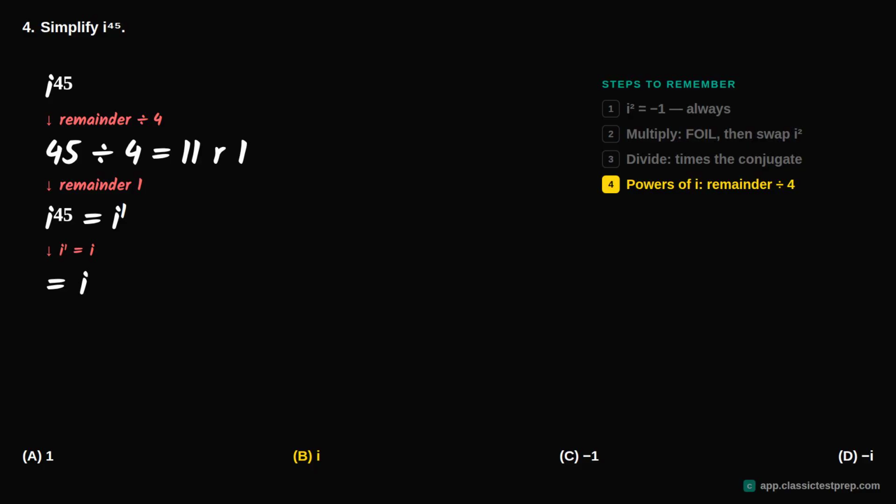Remember, i squared is -1, and those 4 moves that we just went over will help you answer basically every complex number problem you could see on the ACT.